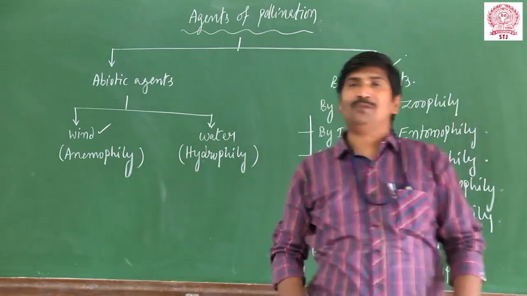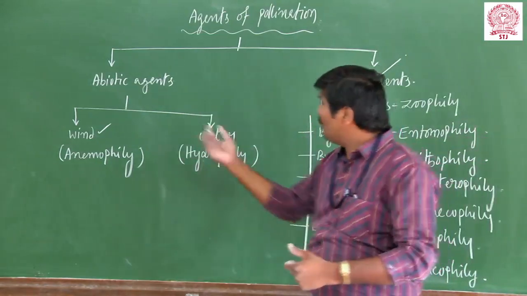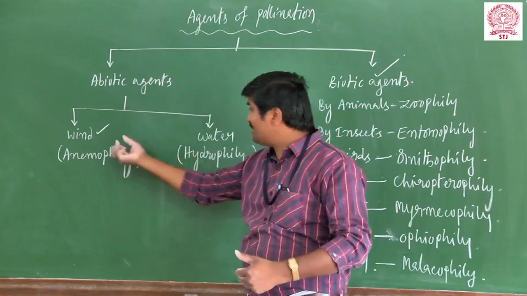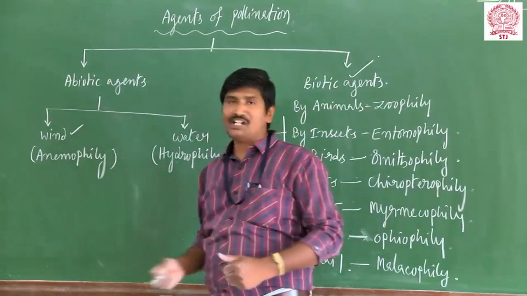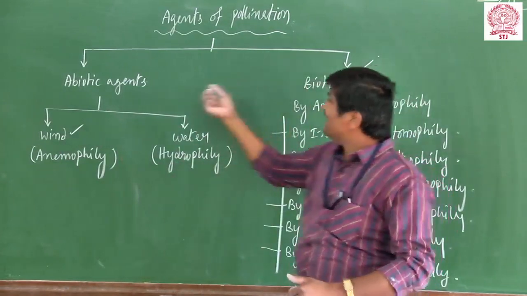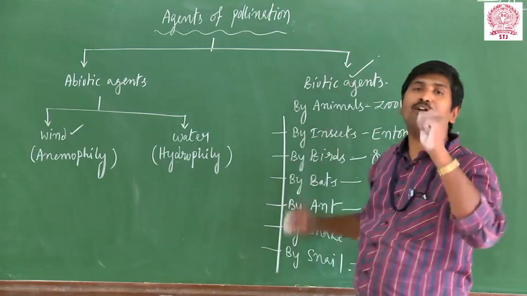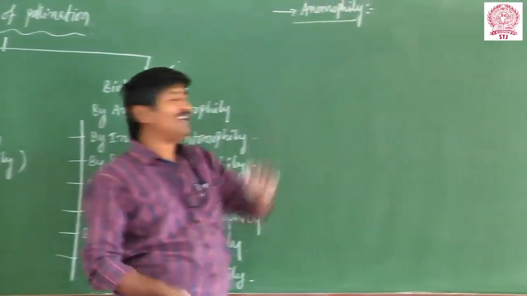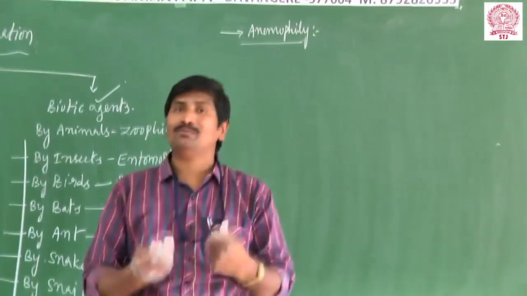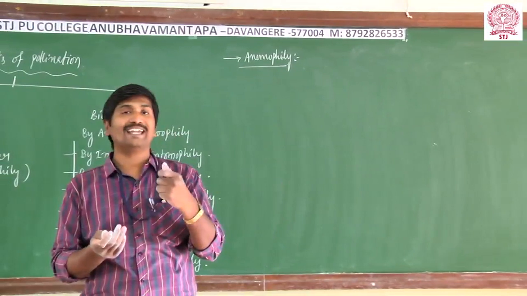Pollination takes place by the wind, that is anemophily. Among these two abiotic agents, wind and water, which one is most common? Wind pollination. Among abiotic agents and biotic agents, which one is most common? Biotic agents. So now let's discuss anemophily. What is meant by anemophily? The pollination by the wind, that is known as anemophily.